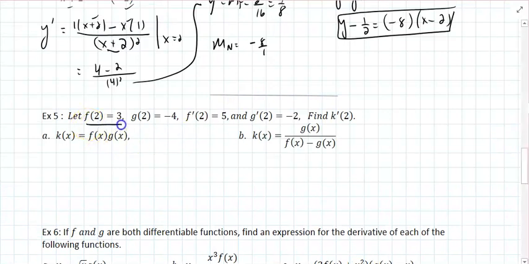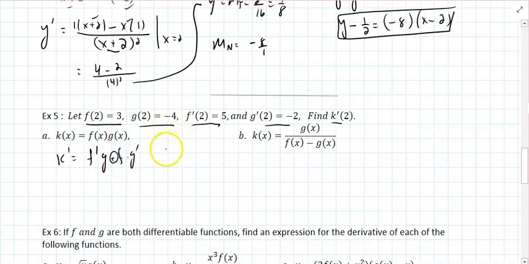Let f of 2 equal 3, g of 2 equal -4, the derivative of f at 2 equal 5, and the derivative of g at 2 equal -2. Find k prime of 2. Well, the derivative here is the product rule. Derivative of the first times the second plus the first times derivative of the second. Here it doesn't matter in which order you do them, because you're adding those. And k prime at 2 is going to be f prime at 2. F prime at 2 is a 5.